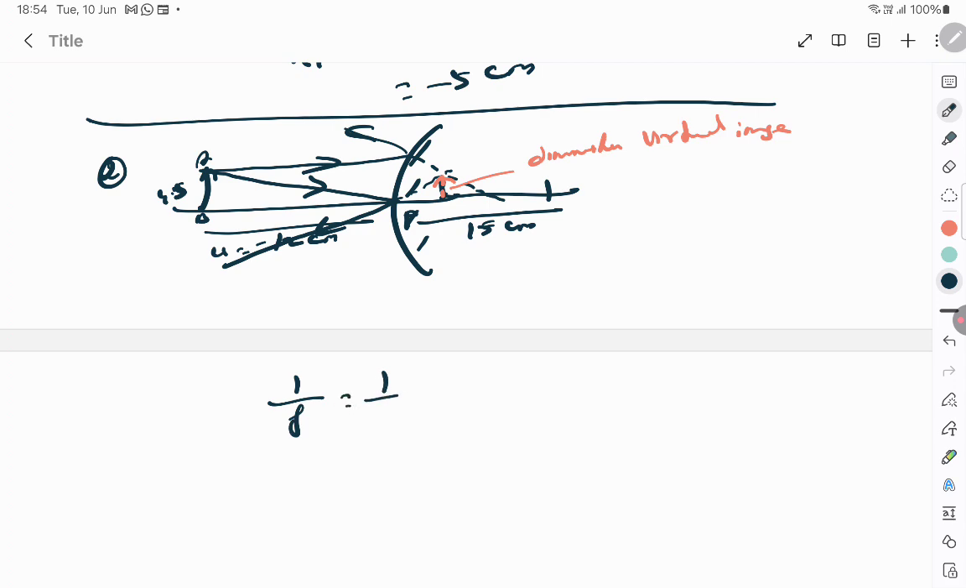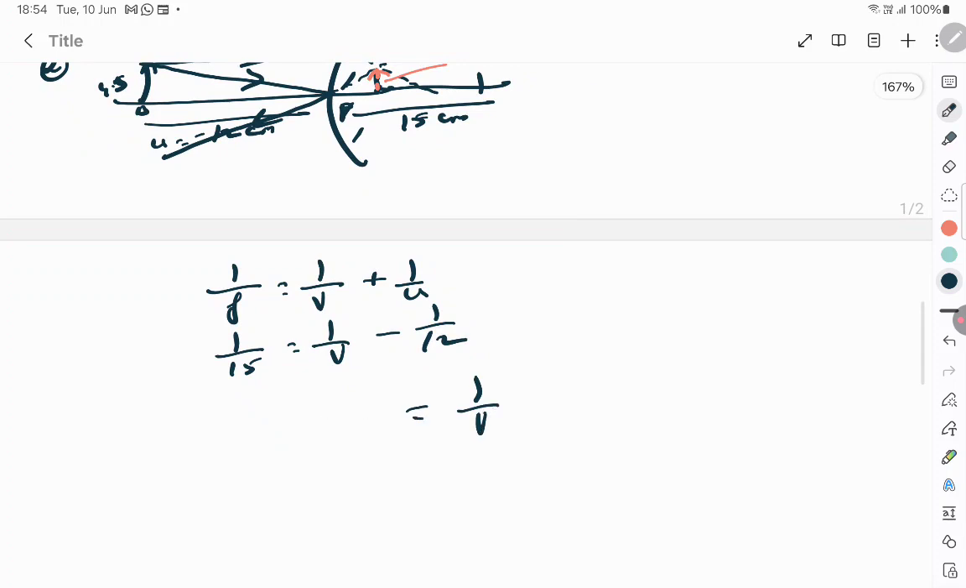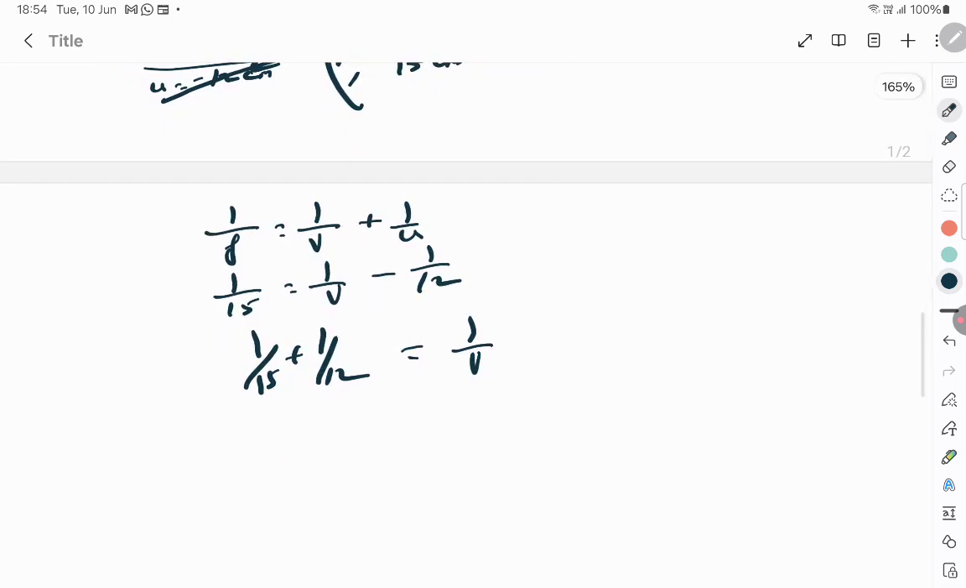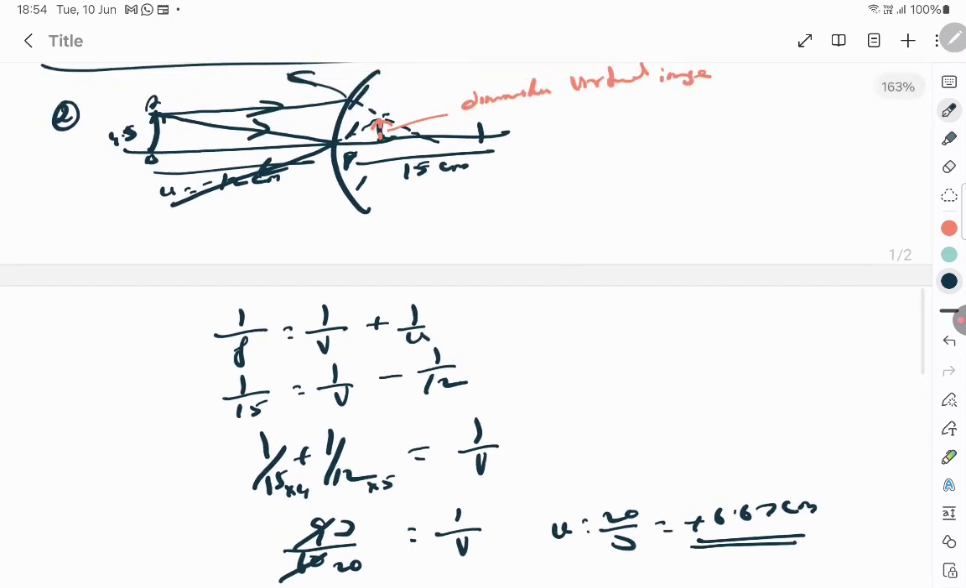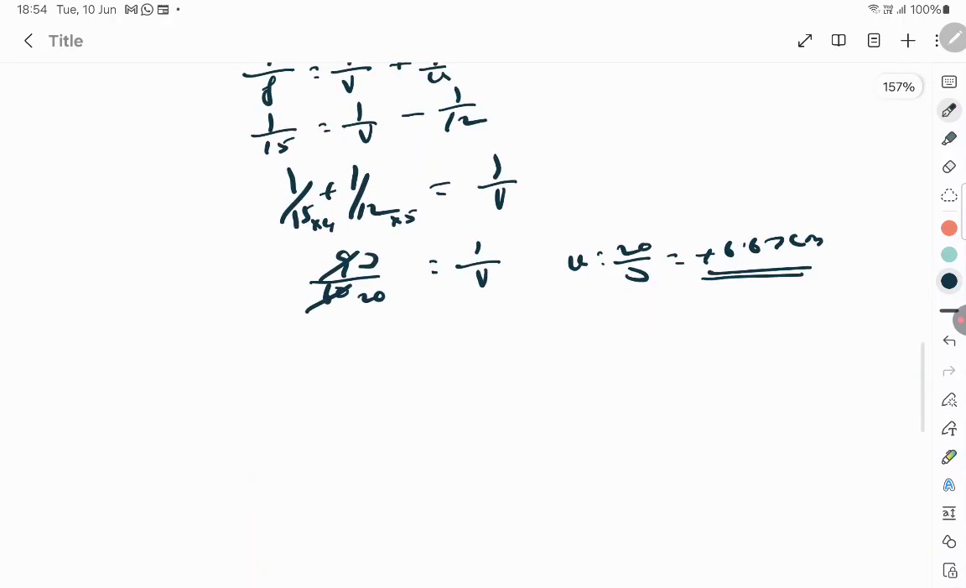You can write 1 by f is equal to 1 by v plus 1 by u, and 1 by f, the focal length is plus 15, is equal to 1 by v, the object distance is negative, which is minus 1 by 12. Therefore 1 by v is 1 by 15 plus 1 by 12, and so the LCM here is 60, 15 4s are 60, 12 5s are 60, so 9 by 60 is 1 by v. So you can cancel it with the 3 tables. 20 by 3 is my answer, which is plus 6.67 centimeter, and the image is obviously on the right side, that shows that image distance is positive.